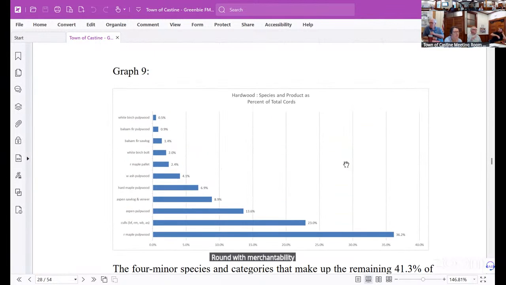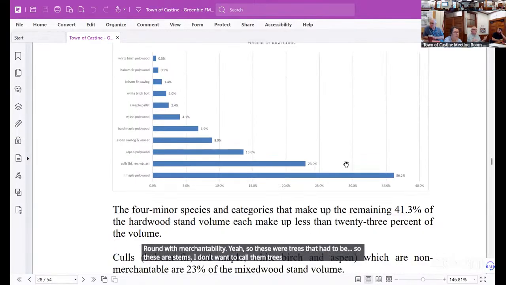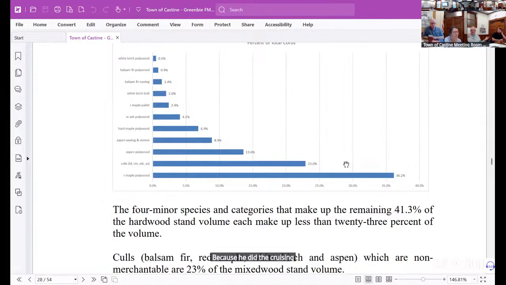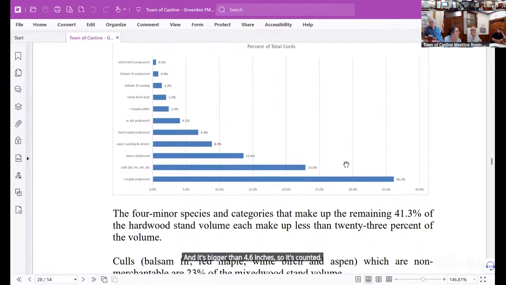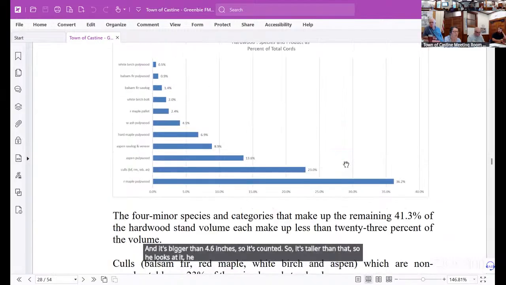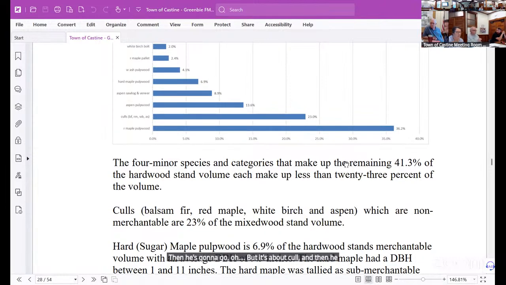So these were trees that had to be, these are stems, I don't want to call them trees. He did the cruising, looking through the glass. It's bigger than 4.6 inches, so it's counted. He sees the species: balsam fir, red maple, white birch. Let's say it's the red maple, more than 4.6 inches. Then he says, oh, but it's a cull, and then he graded them, which I didn't put in here.